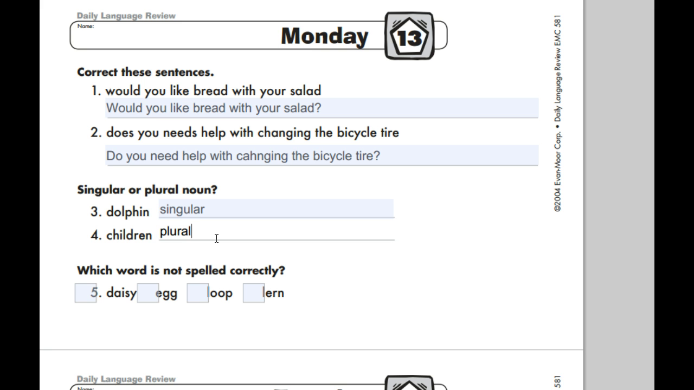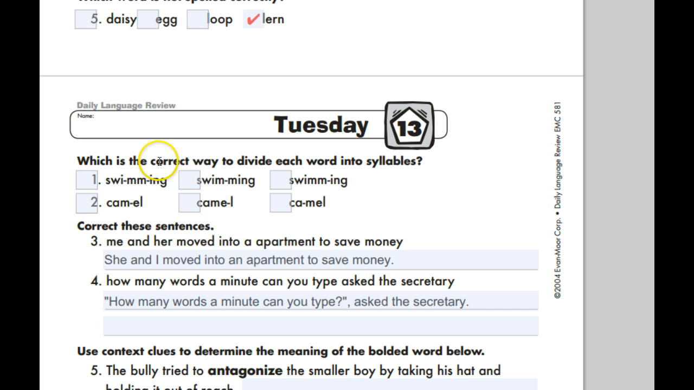Which word is not spelled correctly? And that would be learn. You spell learn L-E-A-R-N. Okay, let's go on to Tuesday. Which is the correct way to divide each word into syllables? Swimming, it would be this one. Camel, this one.